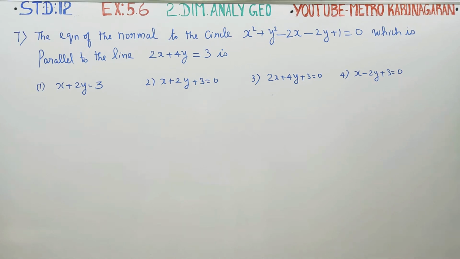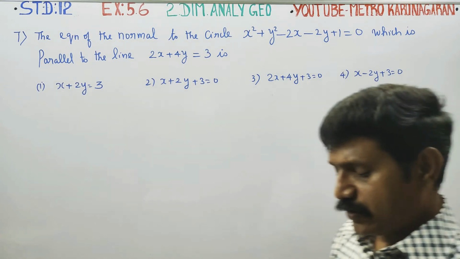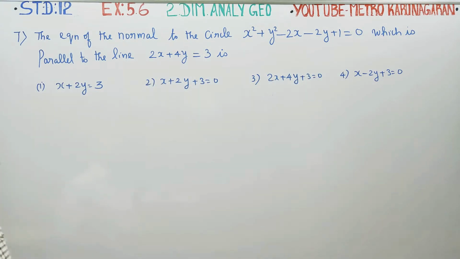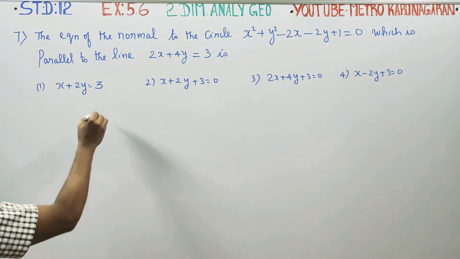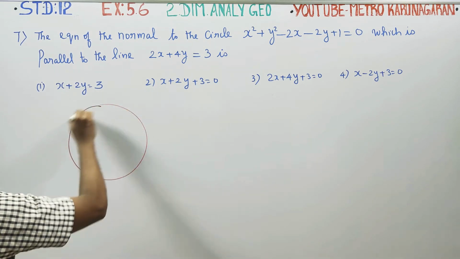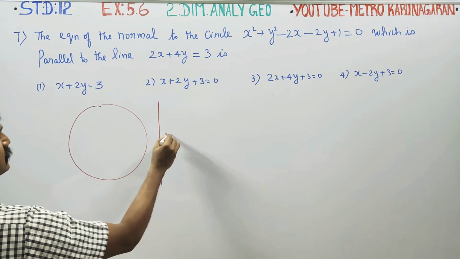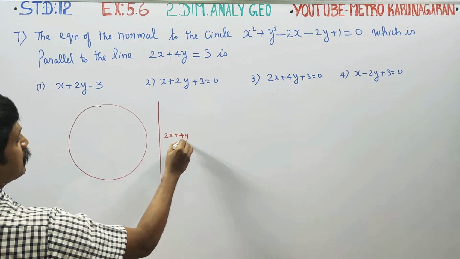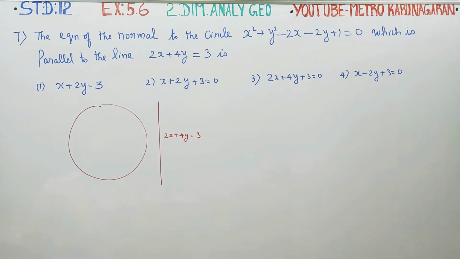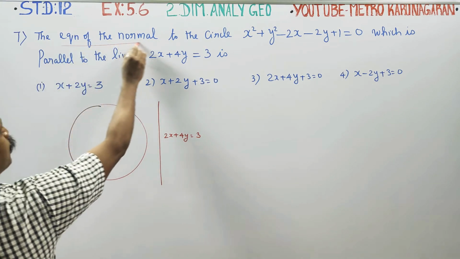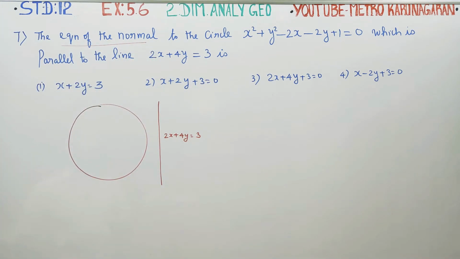Dear 12th standard students, in exercise number 5.6, problem number 7: the equation of the normal to the circle parallel to the line 2x plus 4y is equal to 3. Find the equation of the normal to the circle.